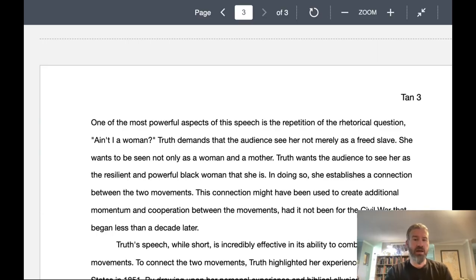This connection might have been used to create additional momentum and cooperation between the movements had it not been for the Civil War that began less than a decade later.